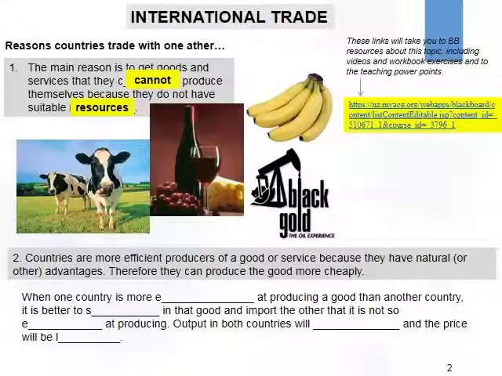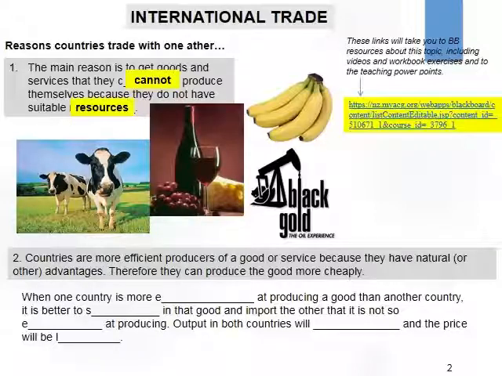For example, why do we buy French wine? Why do we buy it off France? Because we can't produce French wine. Only French wine can be produced in France. New Zealand produces its own wine, but it's not French wine.